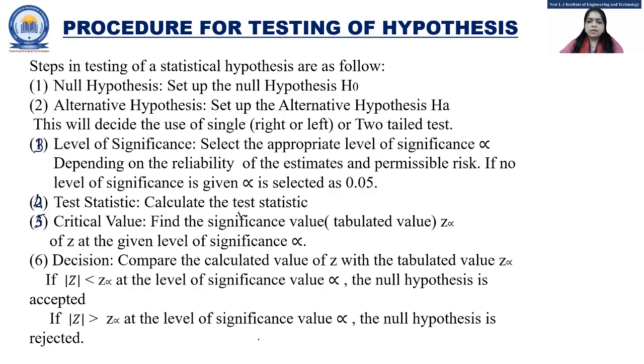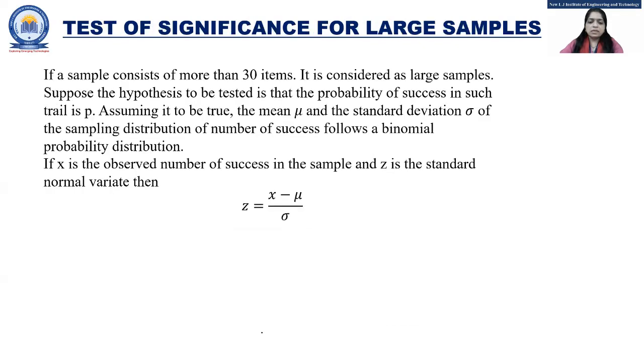So let's start some examples for better understanding, right? And before going to examples, here is test of significance for large samples. If a sample consists of more than 30 items, it is considered as a large sample. Suppose the hypothesis to be tested is that the probability of success in such a trial is P, assuming it to be true.